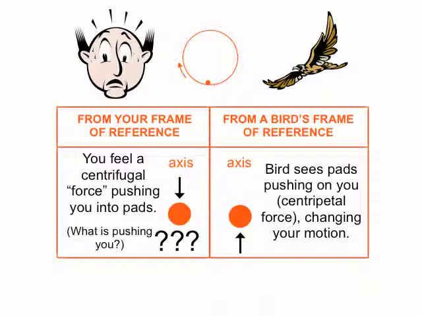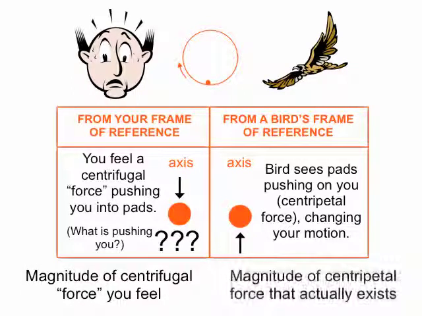Because your motion's being changed, how do you feel that? And how does that get reacted physically? The space around you is changing. You feel that force. Now, the magnitude of what you feel actually matches the magnitude of the centripetal force that's existing. Remember, third law, your body is giving an equal and opposite reaction to what's happening.